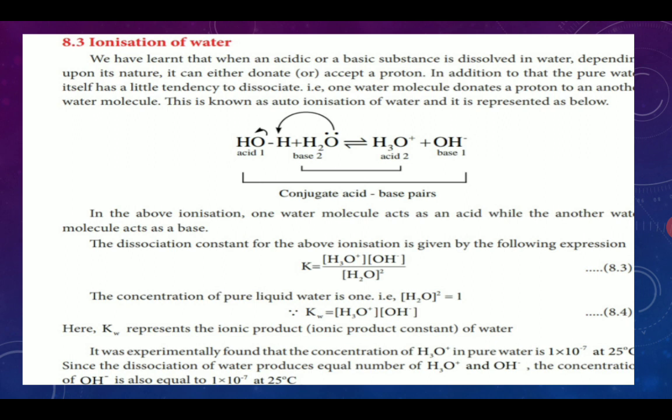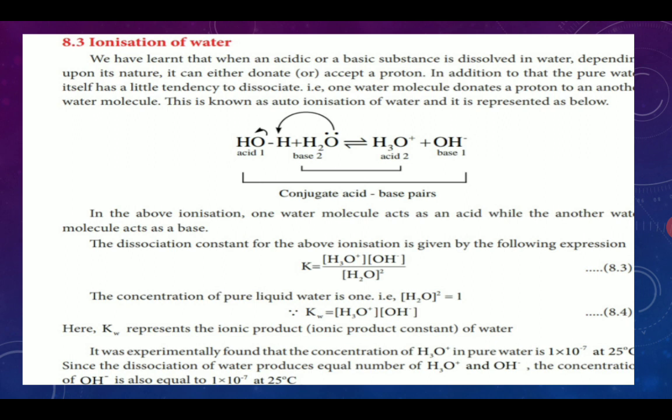Since the concentration of pure water is considered as 1, the denominator becomes 1. Therefore, Kw is equal to H3O plus into OH minus ion concentration. This Kw represents the ionic product.